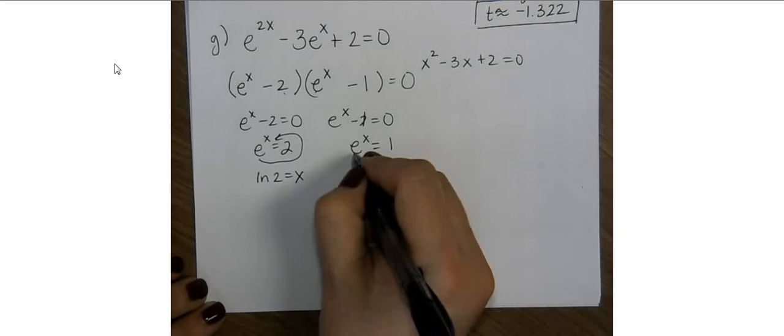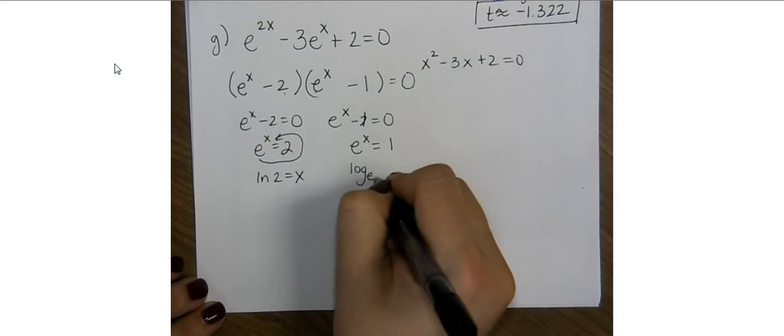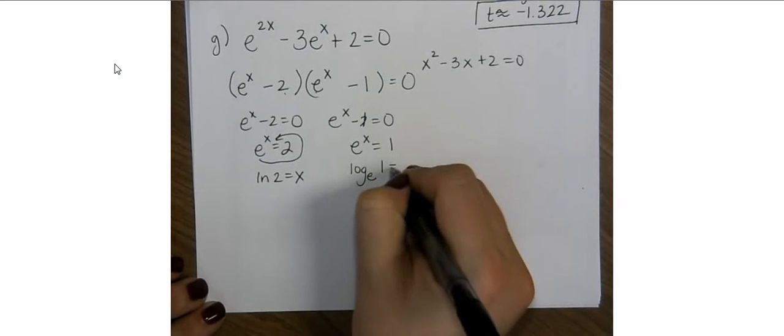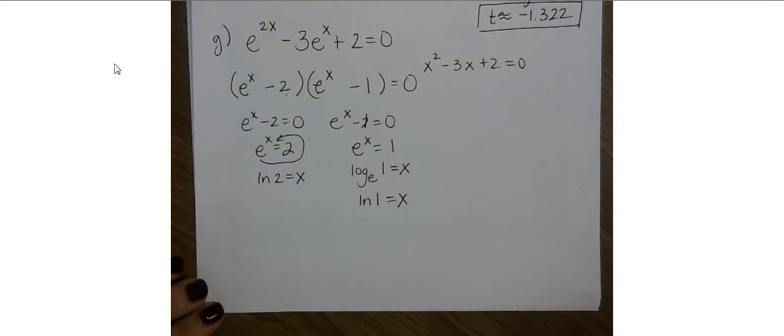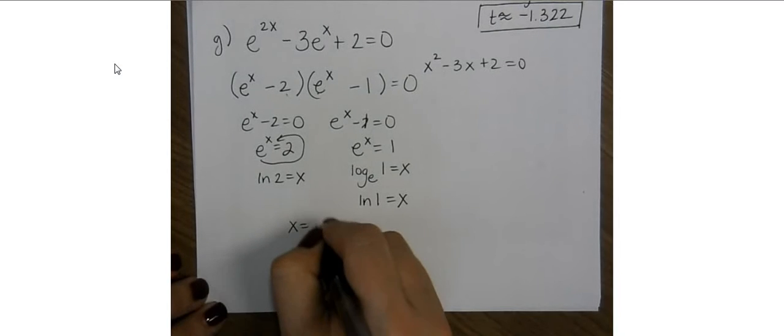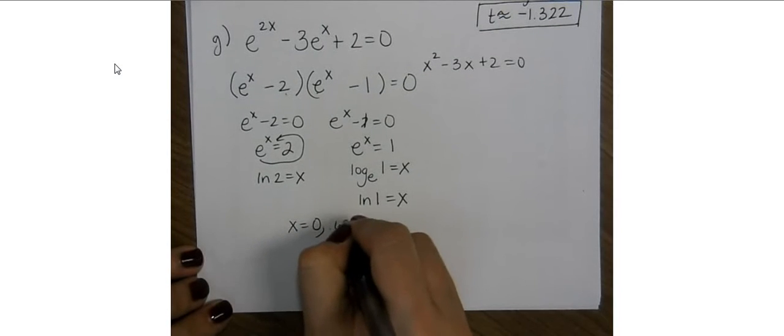Remember that natural log is the same as log base e. So you can think of it like log base e of 1 equals x, and then change it to natural log if you want. So you get the natural log of 1 and the natural log of 2. So x is going to equal 0 and 0.693.